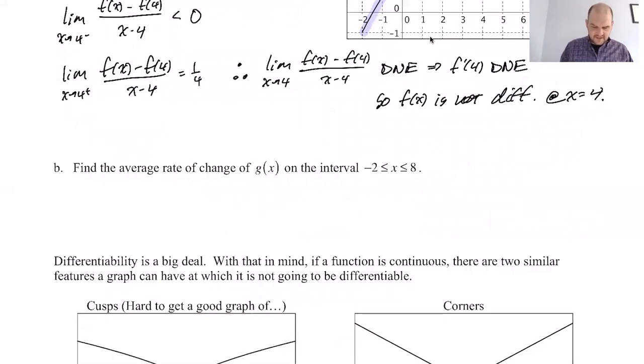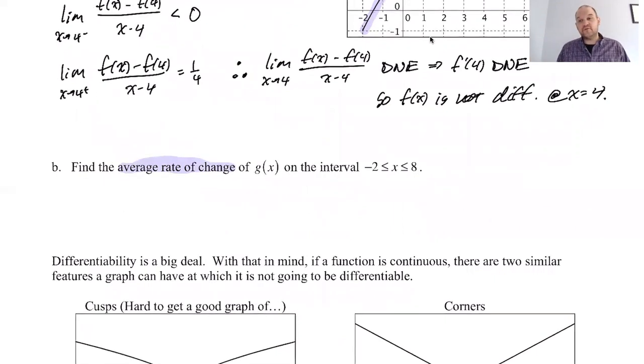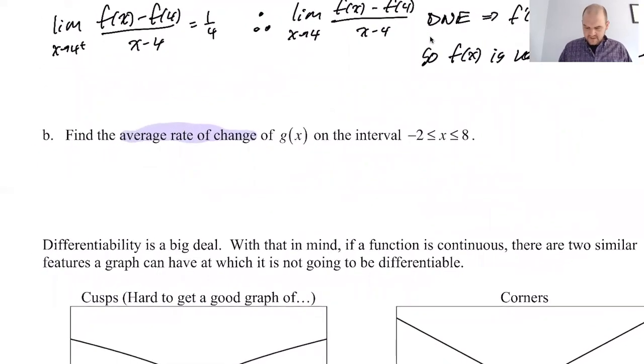Find the average rate of change. What is average rate of change? Say it with me, probably a lot of times. Average rate of change, algebra 1 slope. Algebra 1 slope, average rate of change. It comes up all the time, you have to know it. So we're just looking for the algebra 1 slope between -2 and 8, so that's going to be f of 8 minus f of -2 over 8 minus -2.